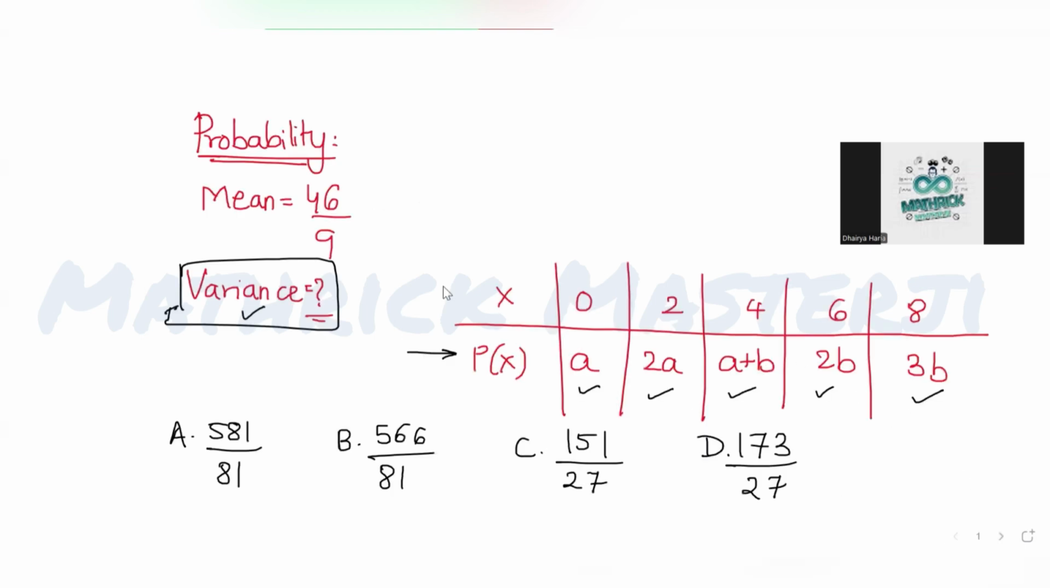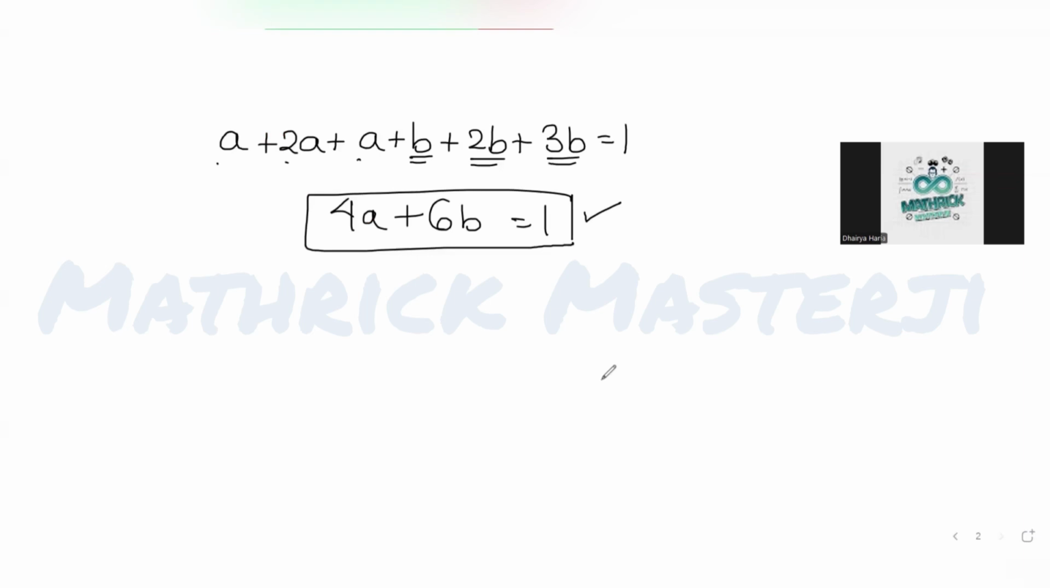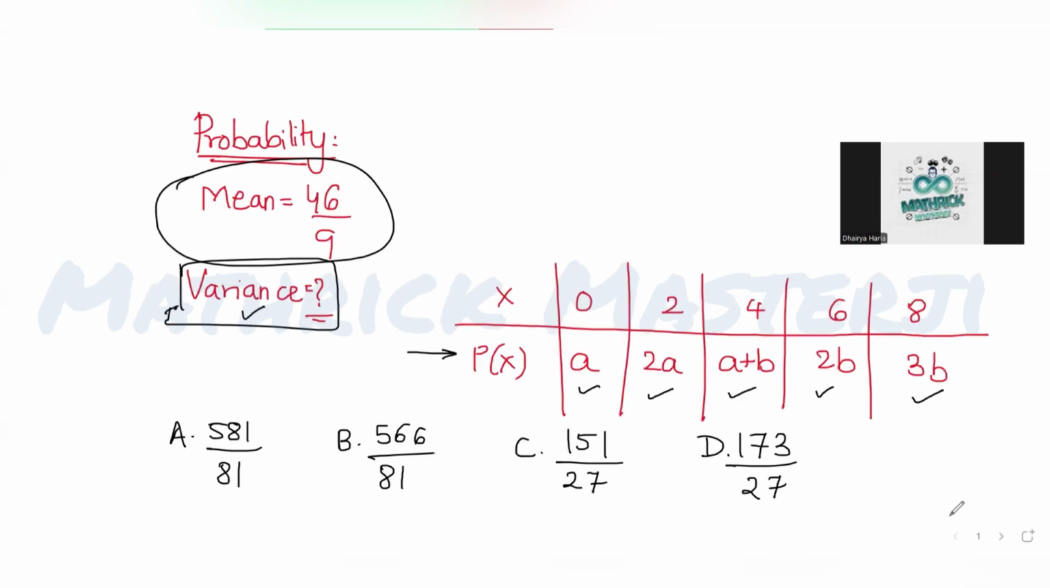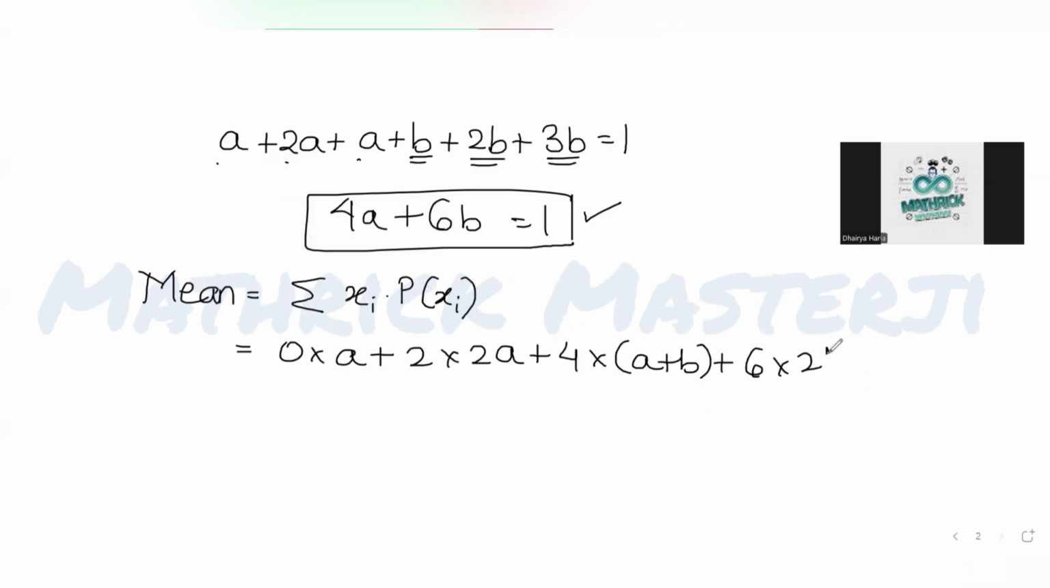The other equation I can get is using the mean idea. If I want to find the mean of a probability distribution, I can just do the summation of xi times probability of xi. That gives me 0 times A plus 2 times 2A plus 4 times (A plus B) plus 6 times 2B and 8 times 3B. The total mean given to me is 46 over 9.